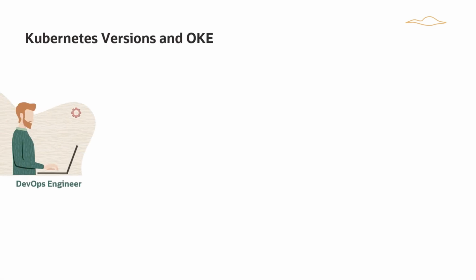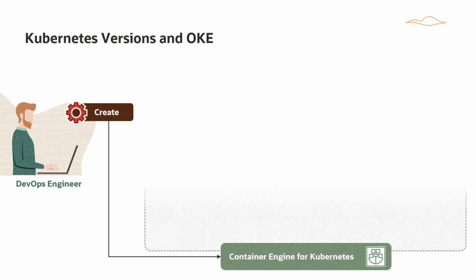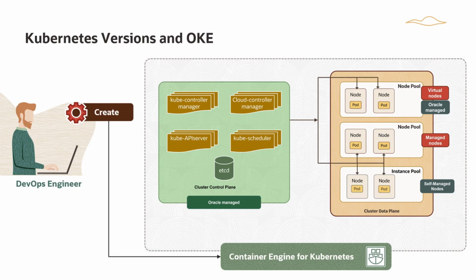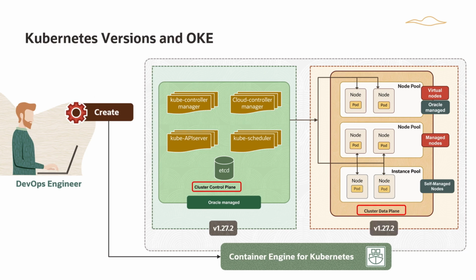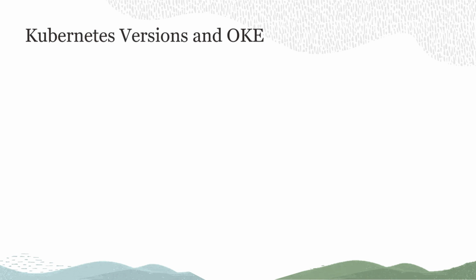When you create a new Kubernetes cluster by using Container Engine for Kubernetes, you have the flexibility to specify the version of Kubernetes for both the control plane nodes and the worker nodes in the cluster data plane. Notably, within a single node pool, you can even have different worker nodes running different versions of Kubernetes. Additionally, if your cluster comprises multiple node pools, each node pool can operate on its own distinct version of Kubernetes. Let's explore these customization options further. Let's explore the dynamic world of Kubernetes versions.